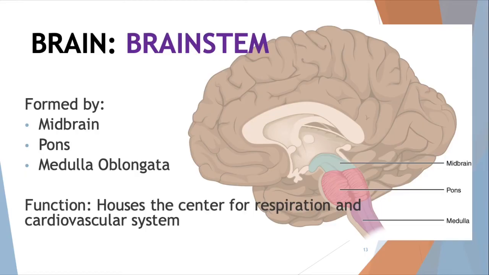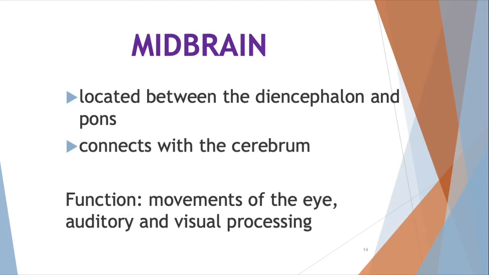Next, we have the brainstem. The brainstem is formed by the midbrain, the pons, and the medulla oblongata. The function of the brainstem is that it houses the center for respiration and the cardiovascular system. The midbrain here is located between the diencephalon and the pons. So, sa gitna siya. It connects with the cerebrum. The function of this one is for movements of the eye, auditory, and visual processing.